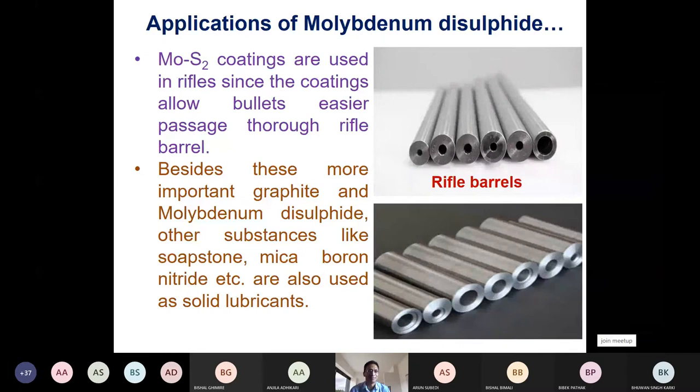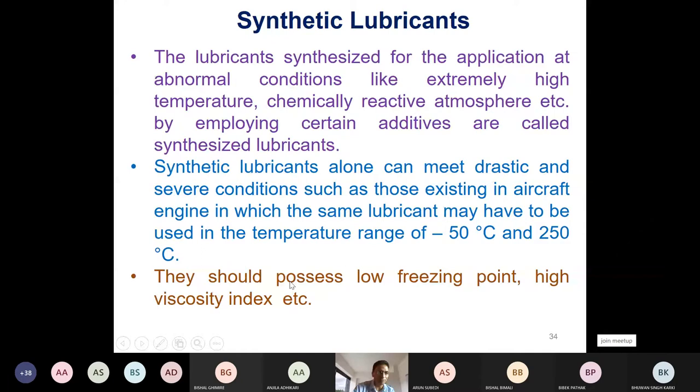Besides these more important graphite and molybdenum sulfide, other substances like soapstone, mica, boron nitride, etc. are also used as solid lubricants. Now next is the synthetic lubricant. Synthetic lubricants are lubricants synthesized for application in abnormal conditions like extremely high temperature, chemically reactive atmosphere, etc., by employing certain additives.